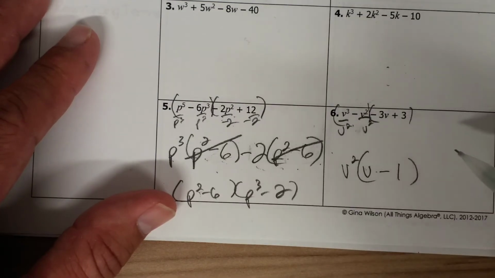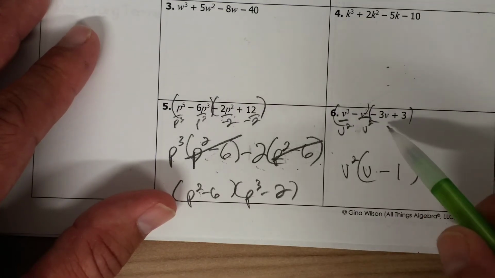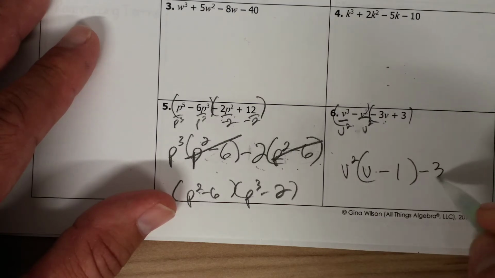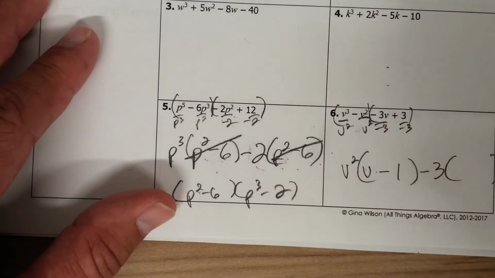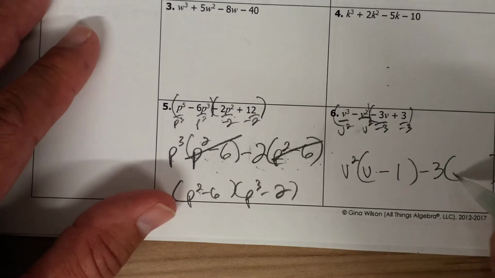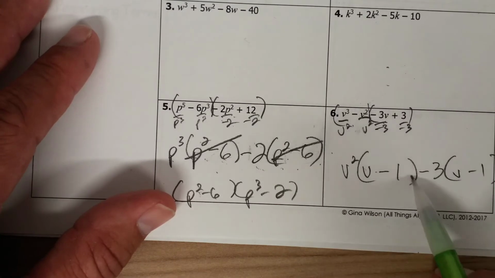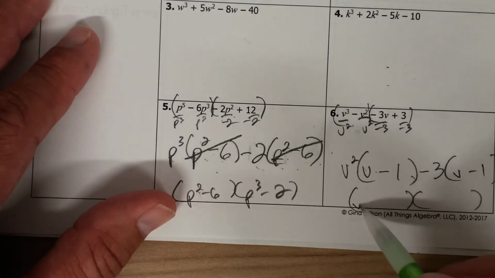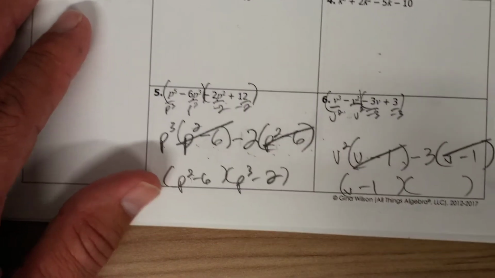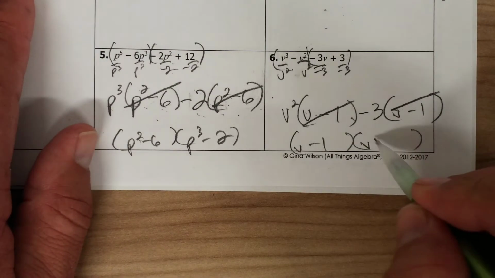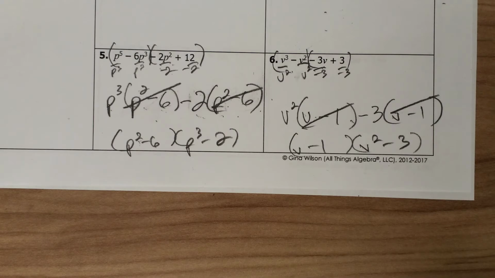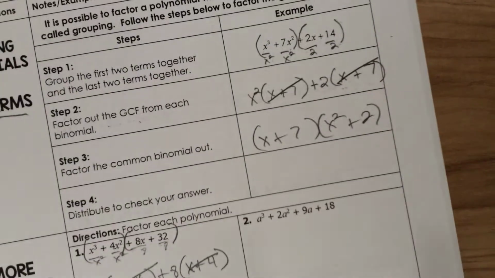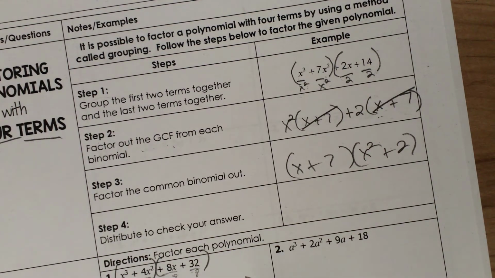Over here, I'm going to divide out. If I divide out a 3, that's going to leave me with negative v. So I'm going to divide out a negative 3. And this would leave me with v minus 1. And now the parentheses match. V minus 1 goes in one of the parentheses. And v squared minus 3 goes in the other parentheses. Okay, let's see if there's any more.